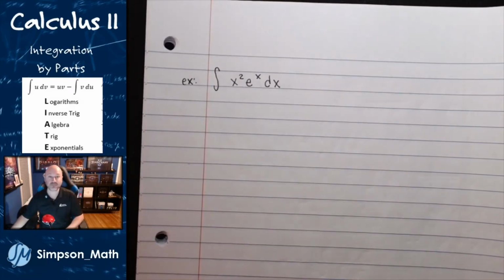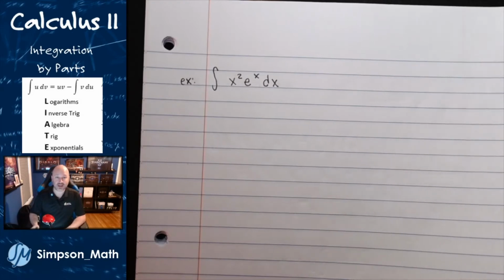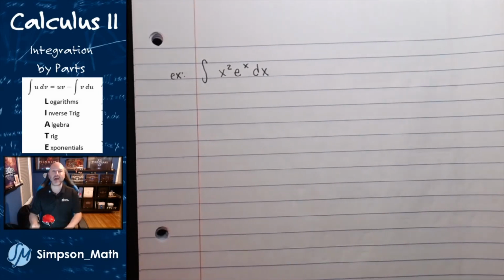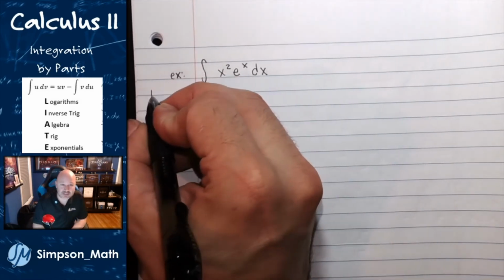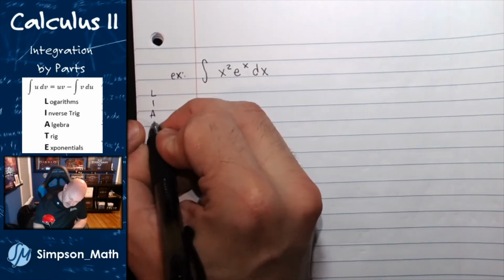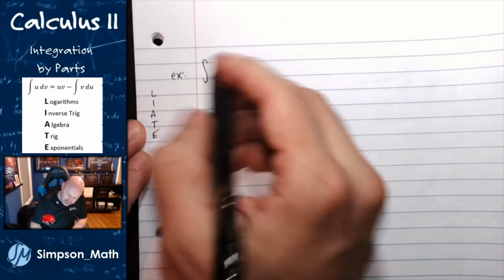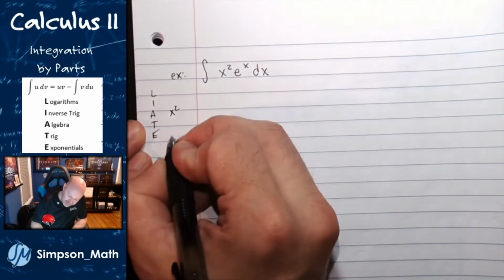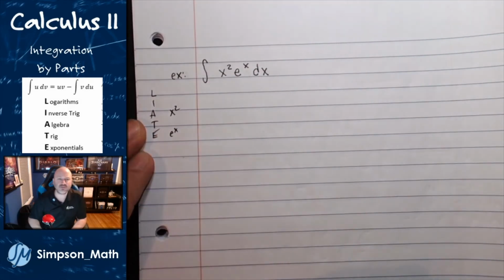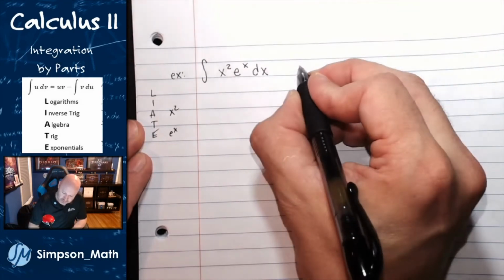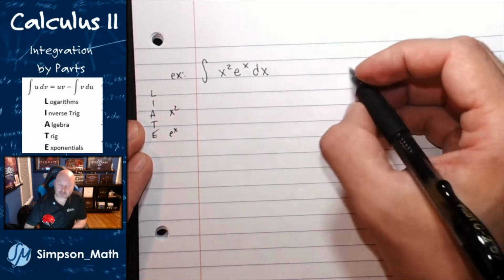All right. Let's see what we got next. Oh yeah, product. I'm integrating x squared e to the x. Looks easy off at the start. LIATE. X squared is algebraic. E to the x is exponential. So I should be able to just shove this straight into a formula.